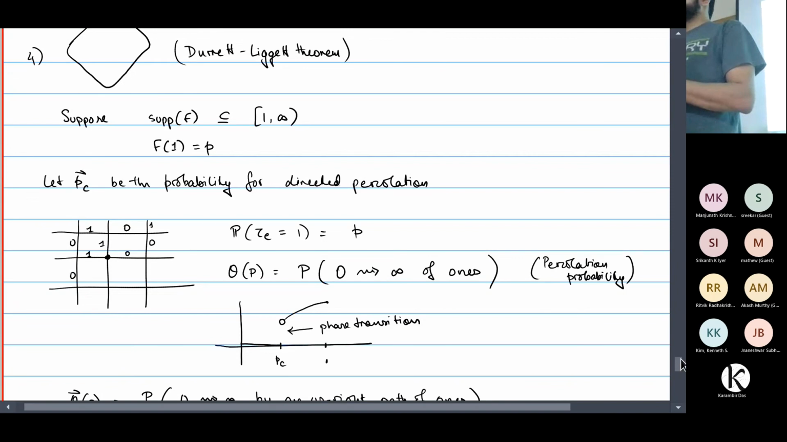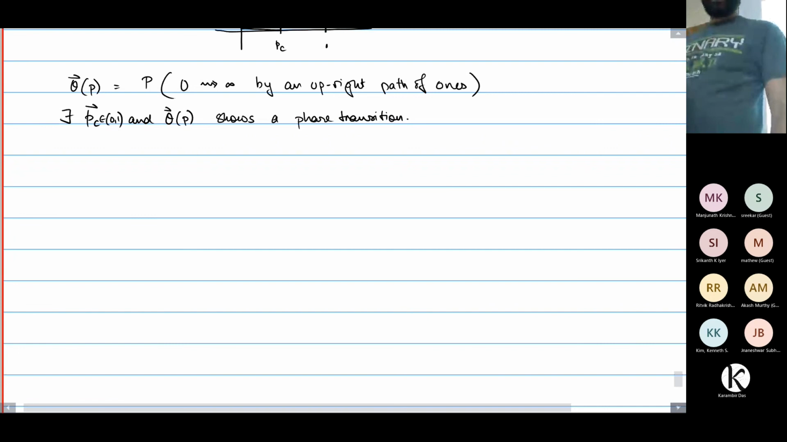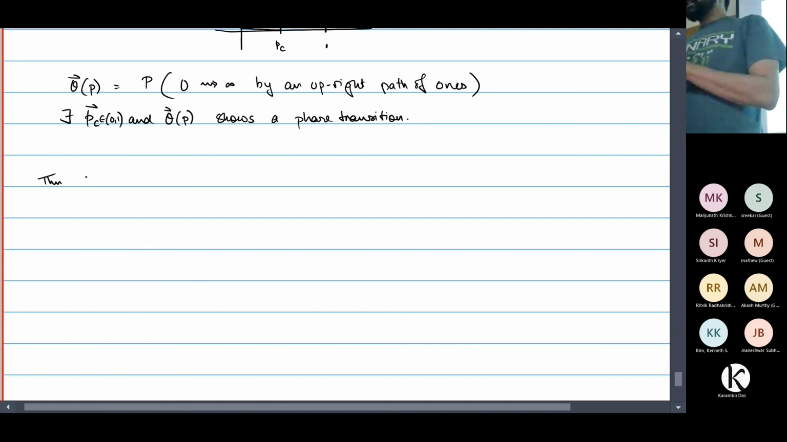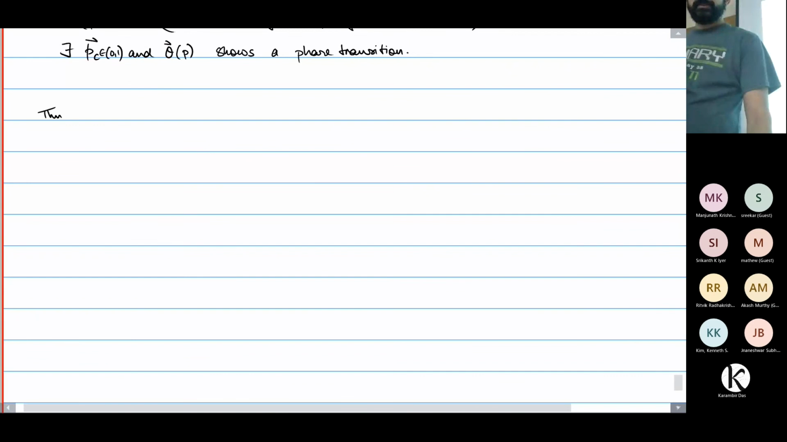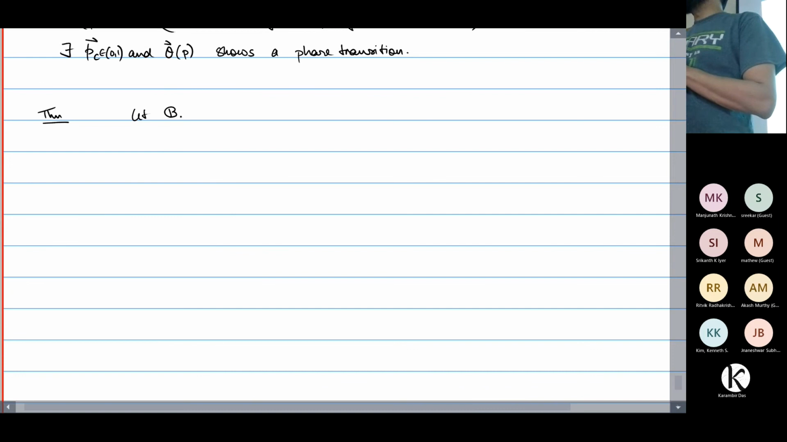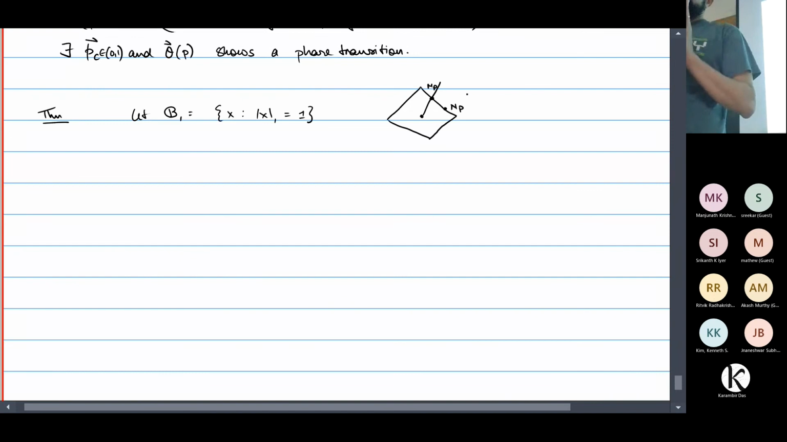So in this theorem, due to Dirac and Liggett, let me draw a picture and tell you what it is. It's much easier to do this way. Let me establish some notation. So let B1 be the L1 ball. So that's X such that the L1 norm of X equals 1. So B1 is just this diamond. And then I'll define two points, MP and NP, explicitly in terms of some function. So in fact, I'll just draw it like this.